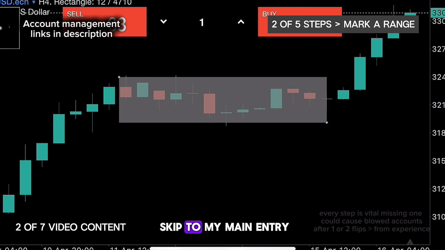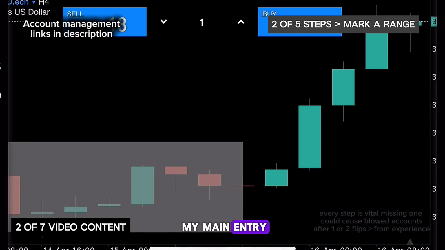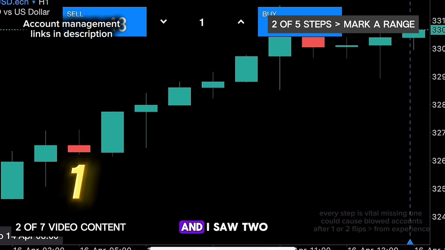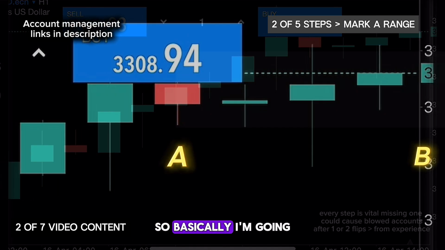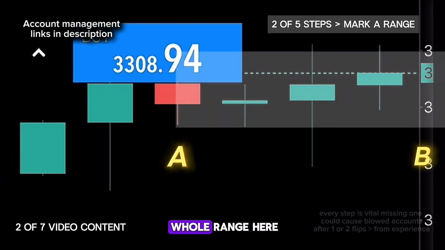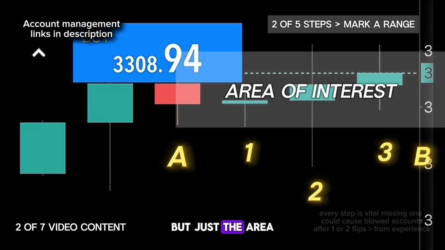But let me just skip to my main entry. So basically, I repeated the same thing on my main entry. I looked for the end of trend and I saw 2, but I missed the first one. So basically, I'm going to be marking this whole range here. If you look at this whole range, you can see that there's 1, 2, 3 candles here, which isn't a sign to go in, but just the area of interest.